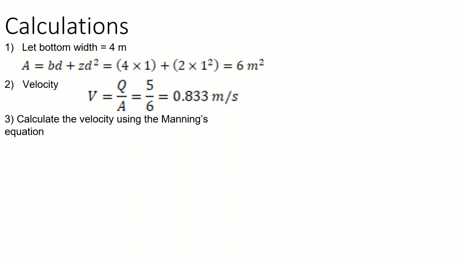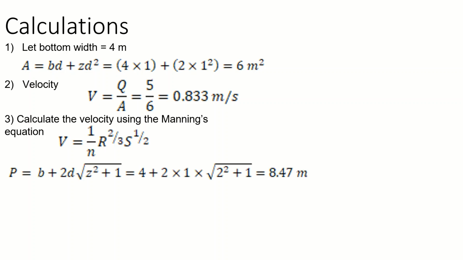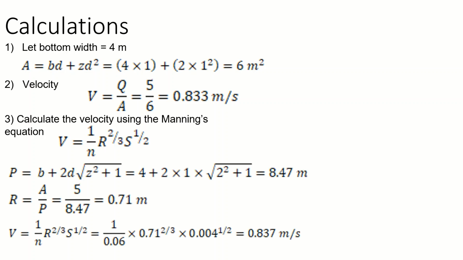Now let us again calculate the wetted perimeter, then the hydraulic radius, so that we can substitute it in the Manning's equation. Upon substituting these values in the Manning's equation, we are getting the value of velocity equal to 0.837 meters per second, which seems to be quite close. Okay, 0.833 and 0.837. So this is sufficient. We can further refine it, but no need to do it.